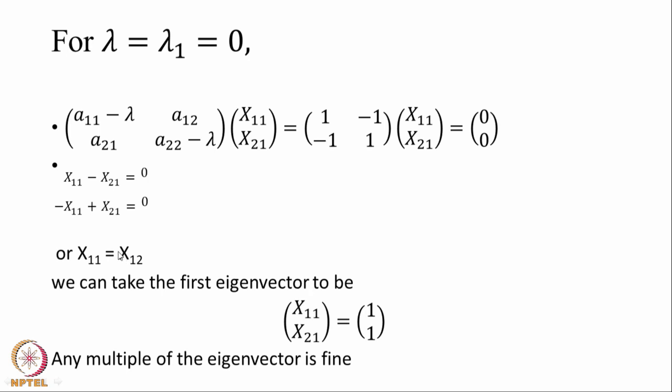So, non-zero finite number. So, this is my first eigenvector. Now, how do I determine the second vector? Let me pause, give you time to think about it. Instead of lambda equal to lambda 1, I have to substitute lambda equal to lambda 2. So, that is what I will do in the next slide.